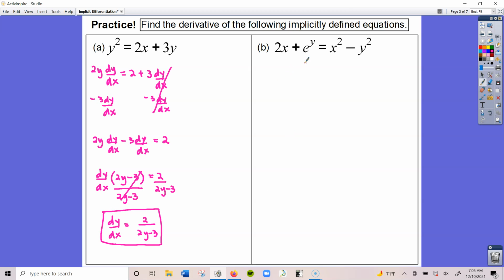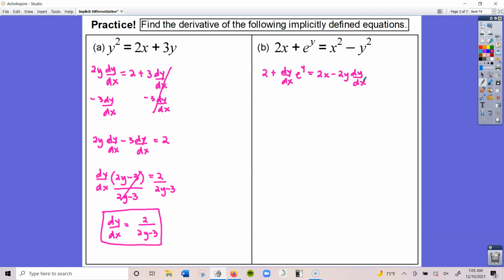Let's try this other one here. We got here the derivative of 2x would be 2, plus the derivative of e to the y is the derivative of the exponent, and the derivative of y is 1, and then I'm going to multiply by dy dx, e to the y. Remember, then we multiply by the exponential itself, is equal to the derivative of x squared, which is 2x, minus the derivative of y squared, which is 2y dy dx.